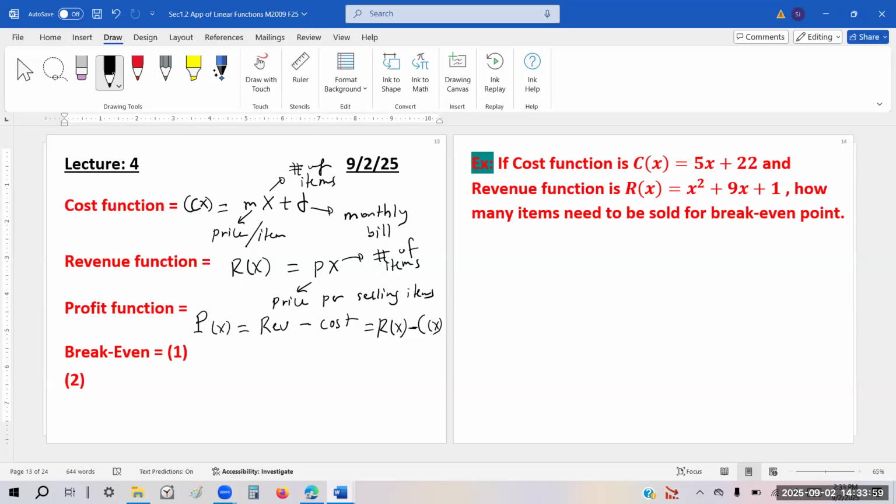And now finally, we have break even. When do we get break even? When revenue is equal to cost. It means you neither lost any money nor gained any money. It's even. But this is not the only way you can figure out the break even. There is one more way. Can you guess?